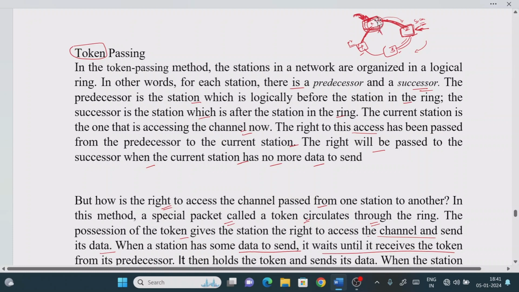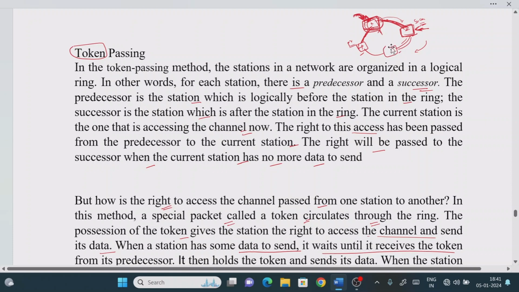For example, now currently we have the token at station 1. If station 3 also has data to send but cannot send, the token will be transferred here, then data will be transferred here. If this station has no frame to send, then the token will be passed on. Up to that time we need to wait.